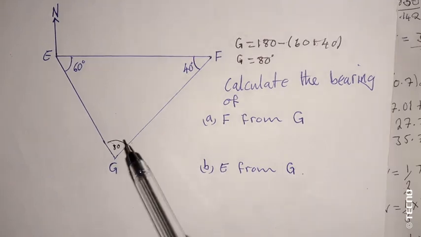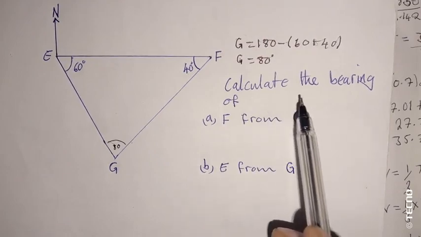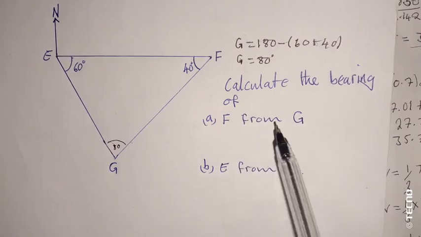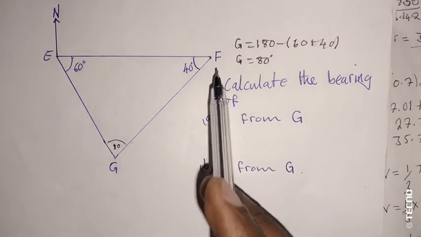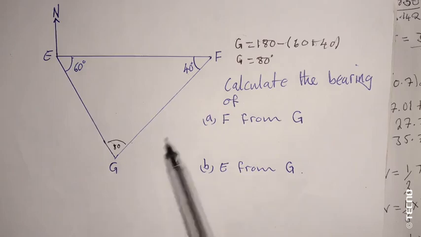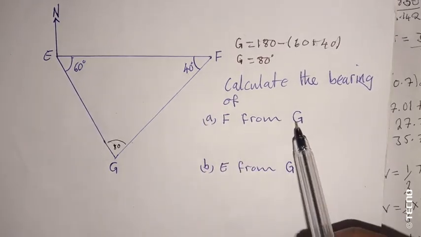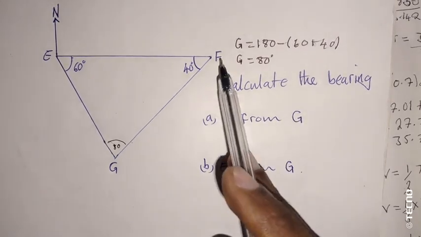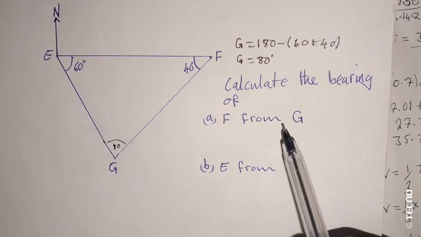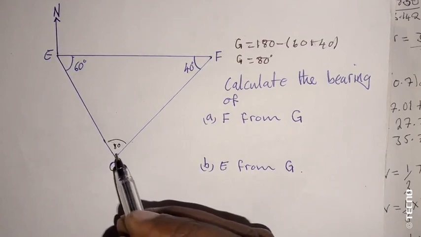So now, having this angle, let's answer the questions that we have here. Calculate the bearing of F from G. So F is this one. Now it is from what? G. So you go where there is what? The last letter that has been mentioned. So it's F from G, so you go where there is G. When you go there, you need to draw a northing line.